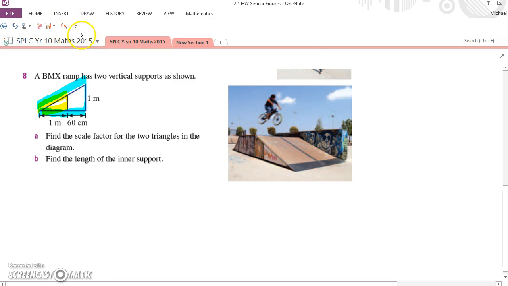Now if I was given this, I would probably draw them separately. So this one is 1 meter and something we don't know, and this one's 1.6 meters by 1 meter, and they're both going to be right angled triangles. And from there, to find the scale factor, well, scale factor equals the image length divided by the original, so 1.6 divided by 1, the scale factor is 1.6. That was pretty easy.